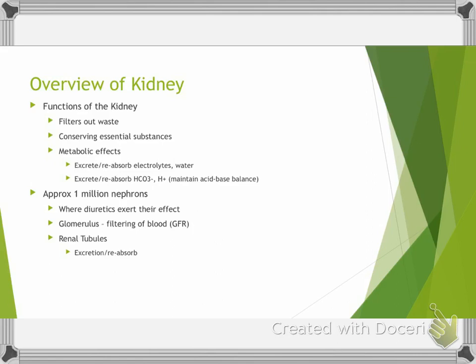There's approximately 1 million nephrons in the kidneys where the diuretics exert their effect. Your glomerulus is where the filtering of the blood occurs, and that determines your glomerular filtration rate. And your renal tubules, that is where it's determined whether stuff is going to be excreted out as urine or it's going to be reabsorbed back into the blood.